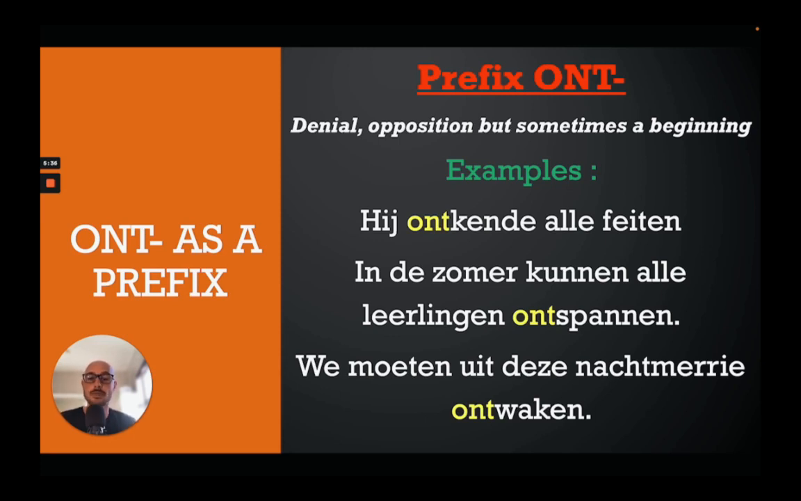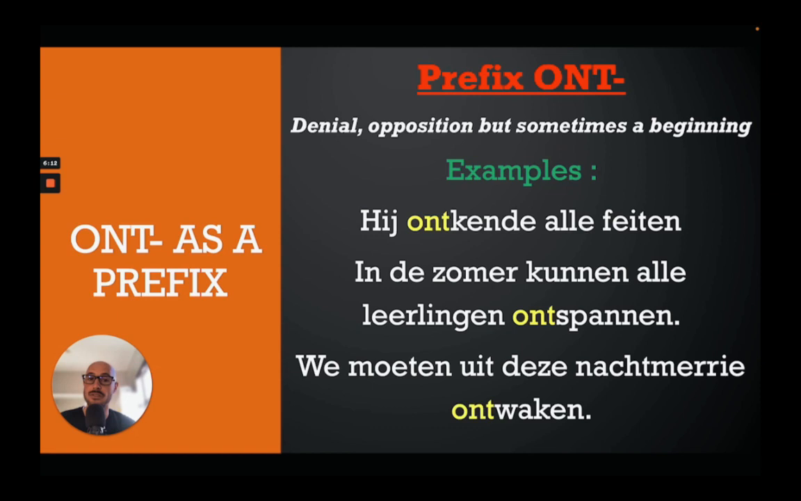And then, we moeten uit deze nachtmerrie ontwaken. So we have to wake up from this nightmare. So to wake up is basically a beginning of an action. It's basically going from a sleeping state to a woken up state. Alright? So these are the 3 examples where the prefix ont is used for. It can be used for denial, opposition, and also sometimes the beginning of an action.